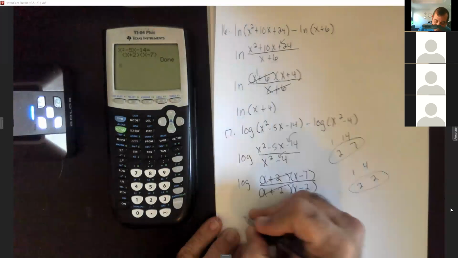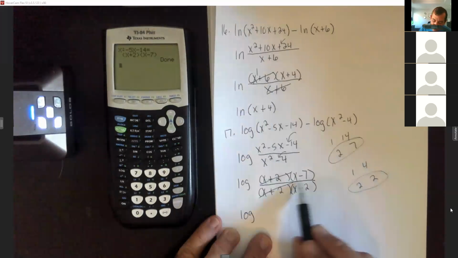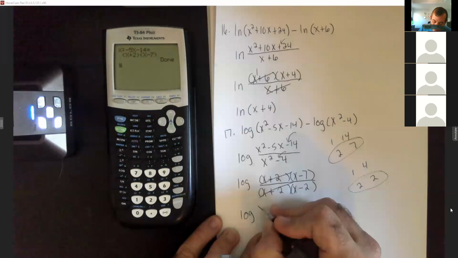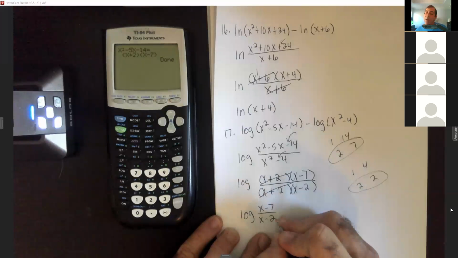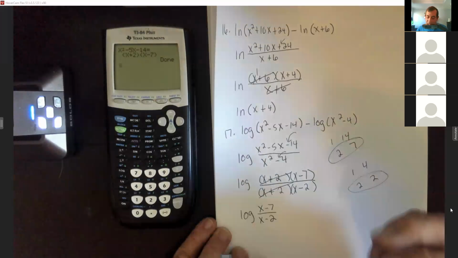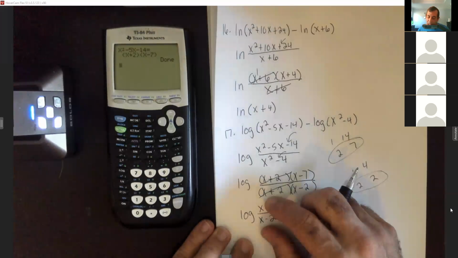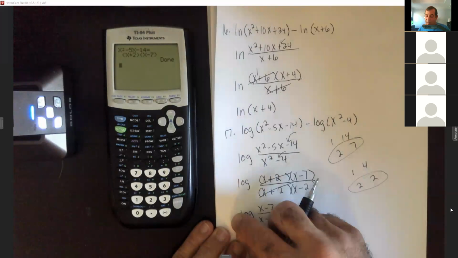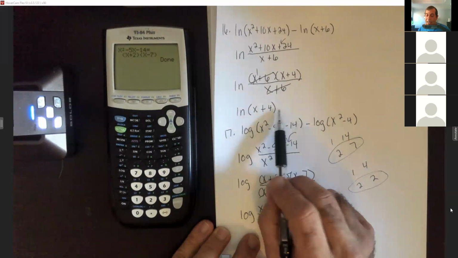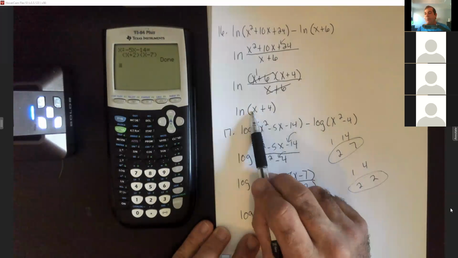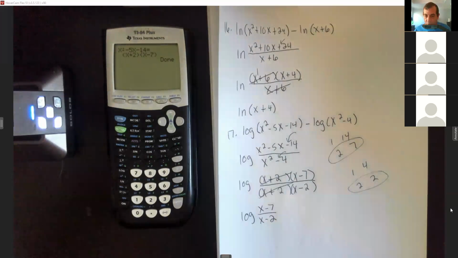Now, I will say on this one, since it ended up as a fraction still, you can put x minus 7 over x minus 2, and you don't have to put them in parentheses because it knows this whole fraction is being affected by the log. The reason I had to keep this one in parentheses is because if you didn't use parentheses, it would do the ln of x, then plus 4. It wouldn't do the ln of the x plus 4, okay?